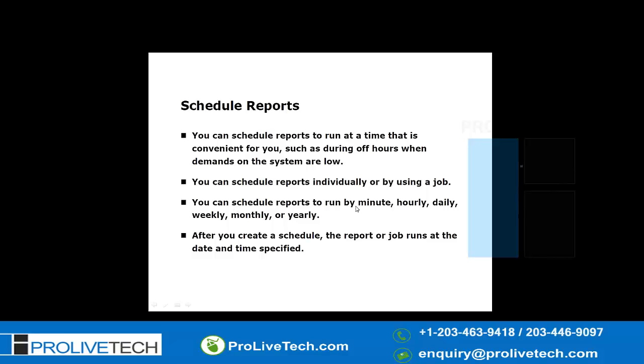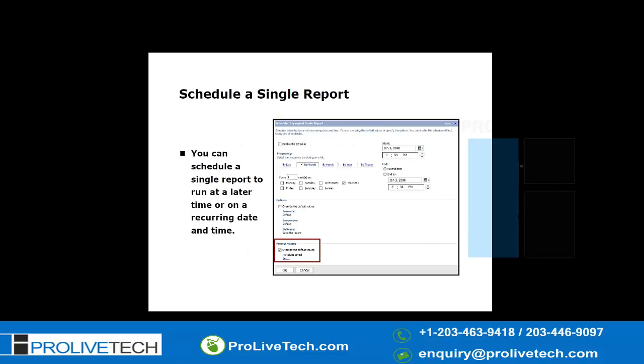And you can schedule reports to run by minute, hourly, daily, weekly, monthly, or yearly, however you want. After you create a schedule, the report or job runs at the date and time specified. So you can schedule a single report to run at a later time or at a recurring date and time. The same option, we have seen this.